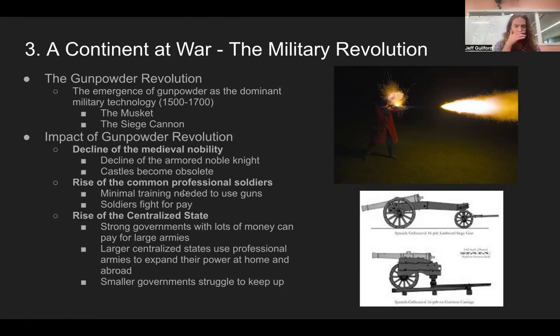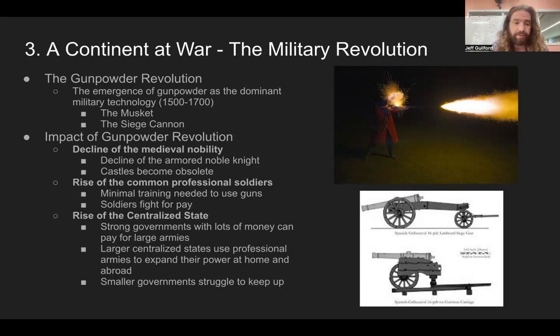Second, you see the rise of common professional soldiers. You no longer need an elite military caste to fight because basically anybody can learn how to use a musket pretty effectively in a couple of weeks. And so what happens is rulers need lots and lots of professionally trained and loyal troops to fight for them.